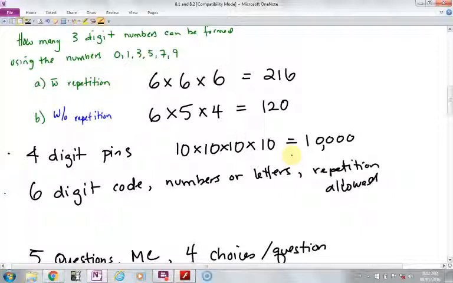Okay? So let's say this is an easy one. A 6-digit code, numbers or letters, repetition is allowed. How many possible numbers or letters are there?